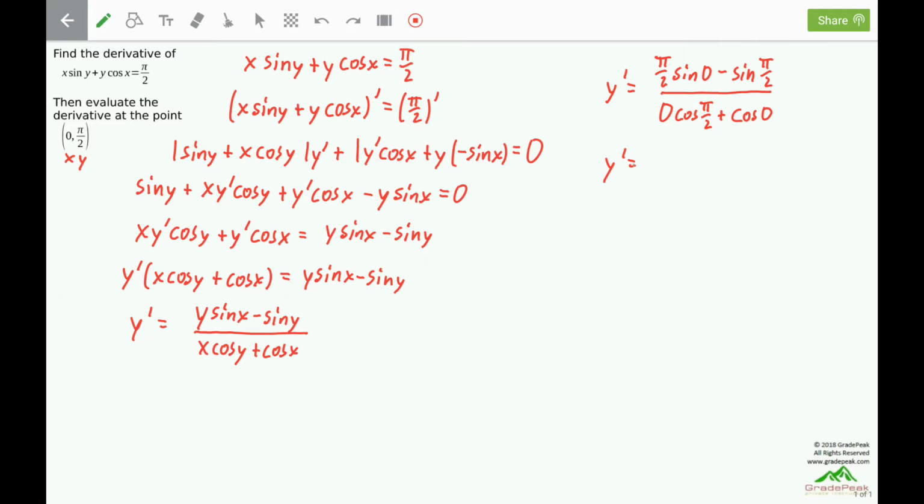So we have y prime will equal pi over 2 times the sine of 0, which is a 0, minus the sine of pi over 2, which is a 1, all over 0 times the cosine of pi over 2, which is a 0, plus the cosine of 0, which is a 1. So we have pi over 2 times 0, which is a 0, minus 1, over 0 times 0, which is a 0, plus 1. And we end up with negative 1 over positive 1. And therefore y prime is equal to negative 1.